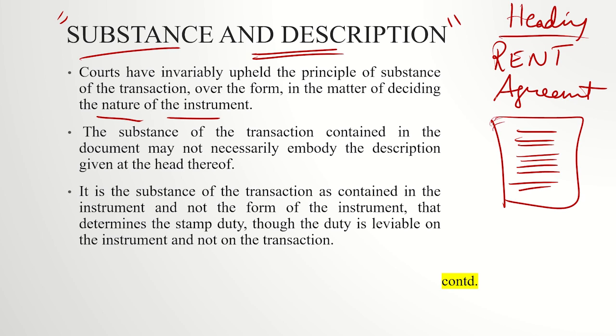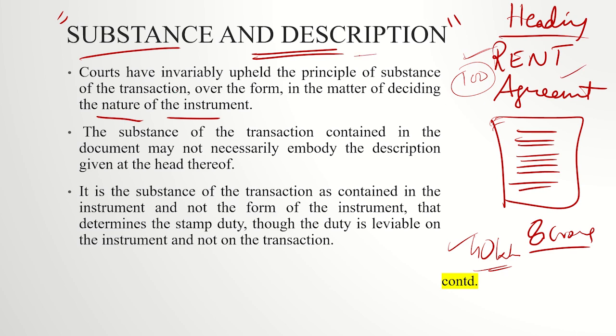So what I will do for a rent agreement, I will pay 100 rupees stamp duty. But the sale of house is worth 8 crores, the house we are selling. So the stamp duty will be a lot. Even if it is 5%, it is almost 40 lakhs stamp duty. So to escape 40 lakhs, I am paying 100 rupees. So the authority will not see the heading. The authority will see substance and description.